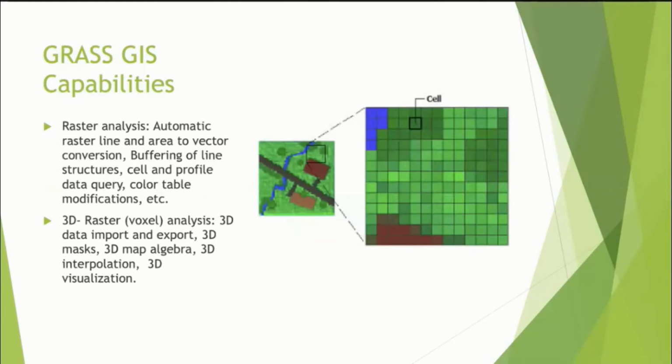Now we're going to get into the GRASS GIS capabilities, and there are quite a few of them. First off, we're going to go over raster analysis. The software has the ability to generate automatic raster lines and areas to vector conversion, buffering of line structures, cell and profile data query, color table modifications, and so on. Then we have 3D raster analysis, meaning it can produce 3D data imports and exports, 3D map algebra, 3D interpolation, and 3D visualization.